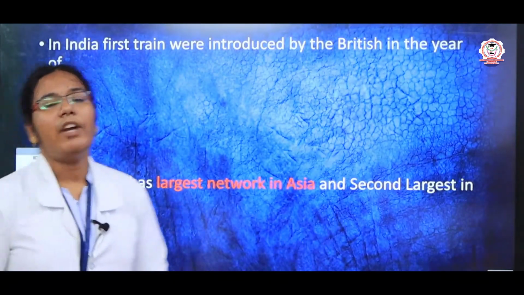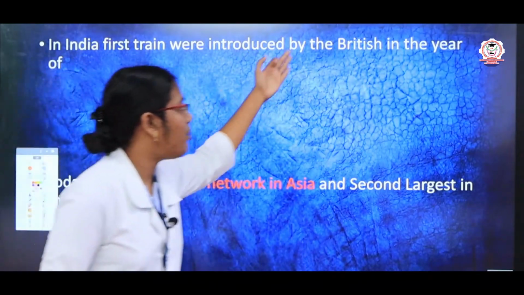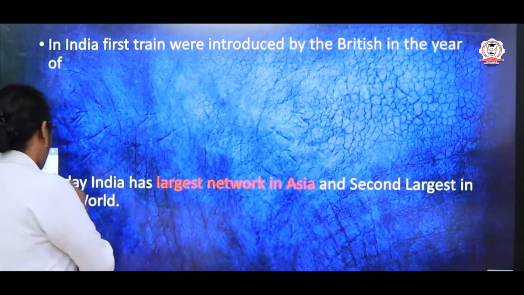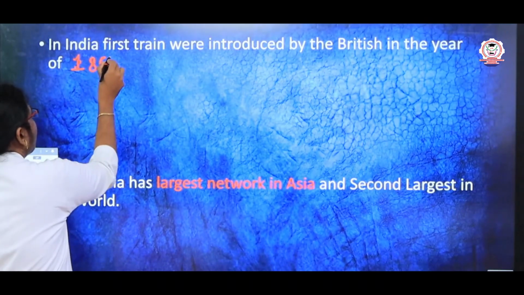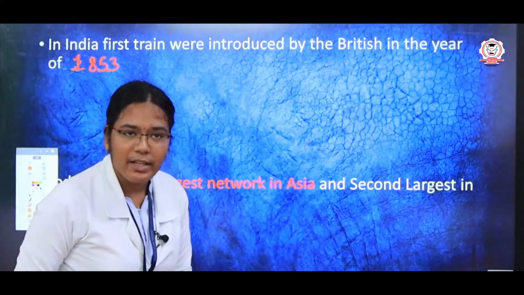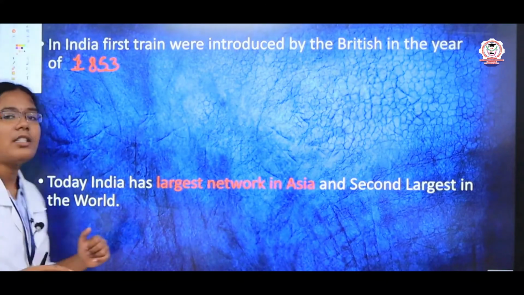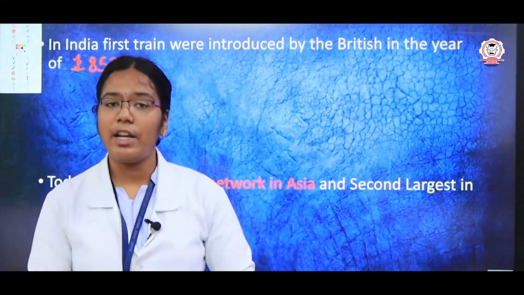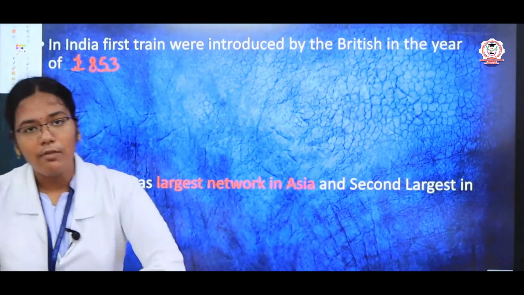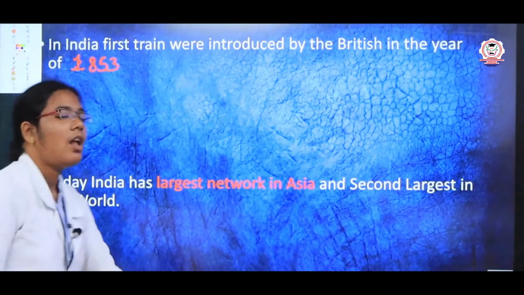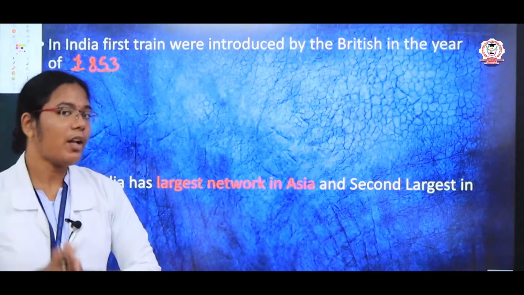Do you know when the first train was introduced? Yes, it was introduced by the British people in the year 1853. So in India, the first train was introduced by the British in the year 1853. Today, India has the largest railway network in Asia, and it is the second largest railway network in the world.